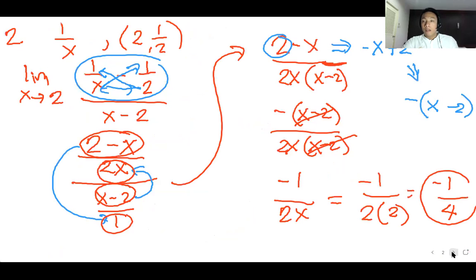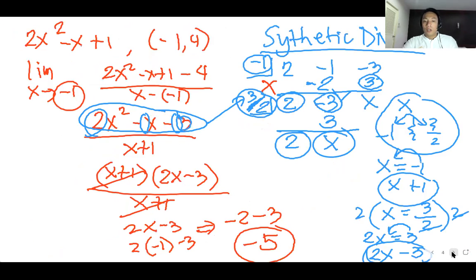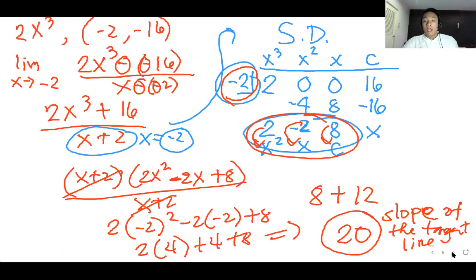Number 2 is negative 1/4. Number 3 is 6. Number 4 is negative 5. And number 5 is 20. Okay? So check your papers if you are correct. If not, please copy how we found all of those here in this video.